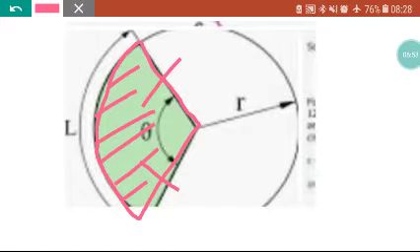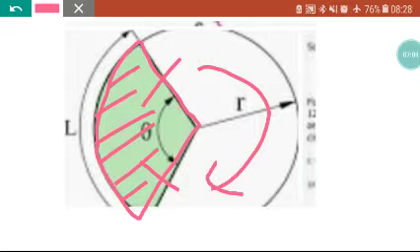So this is called a sector, and this angle is less than 180, so it is a minor sector, and this remaining part is called the major sector. This is called the central angle. This theta is the central angle made between the two radii at the center. Clear?